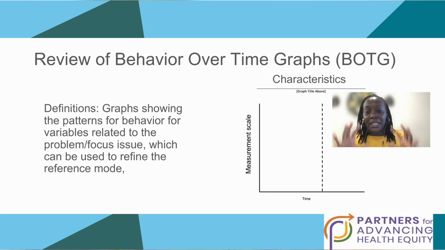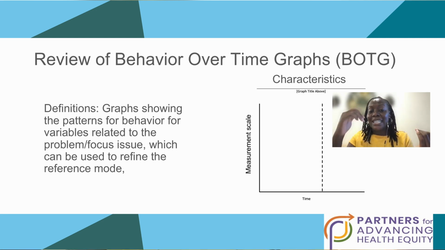And again, as I mentioned, the key characteristic of a behavior over time graph is that there's time on the x-axis, so this horizontal axis. And again, time can be any measure of change in time that you would like. Again, months, minutes, hours, years. Even if it's a seasonal process, it can be seasons, right? Or calendar time, so like January to December, if it's kind of a cyclical process, but time must be on this horizontal axis. And then on the vertical axis or the y-axis is the variable of interest and the measurement scale.